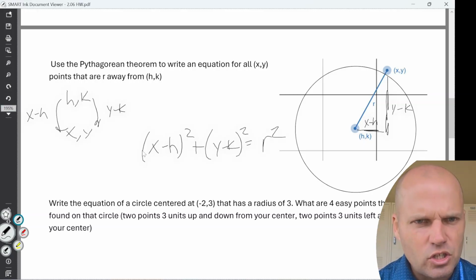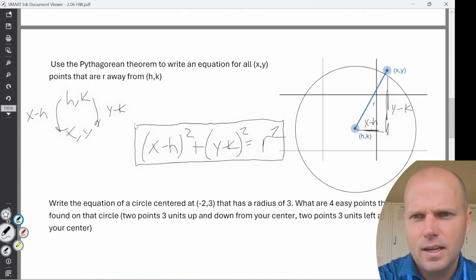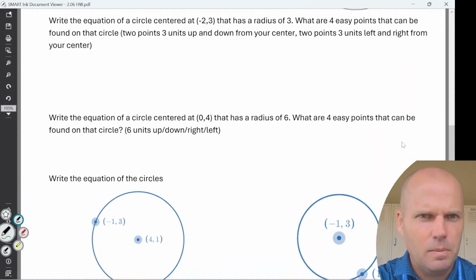And most students memorize this, but I don't want you to memorize this. I want you to rather understand where these circles come from. Okay.